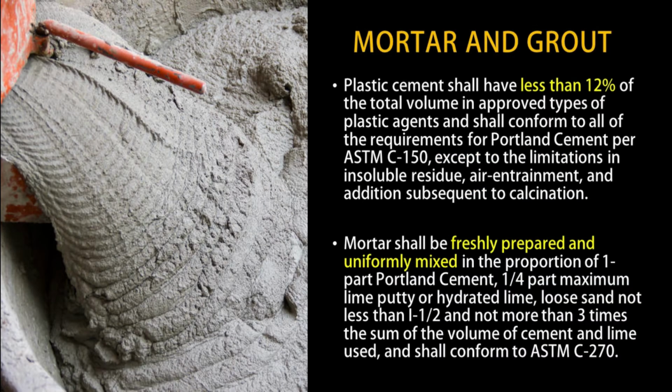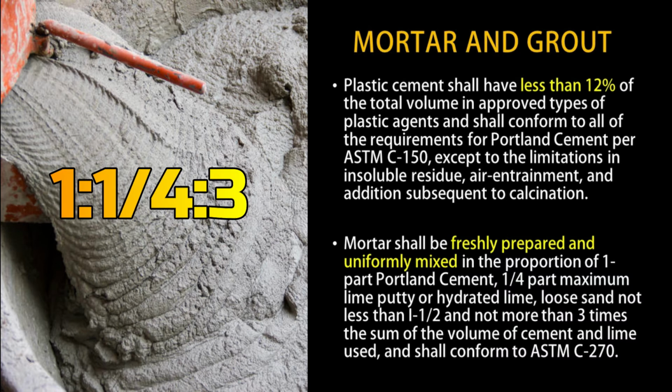Mortar and Grout. Cement to be used for mortar and grout shall be type 1, 2, 3, or type 4 Portland cement conforming to ASTM C150. Plastic cement shall have less than 12% of the total volume in approved types of plastic agents and shall conform to all of the requirements of the Portland cement per ASTM C150.